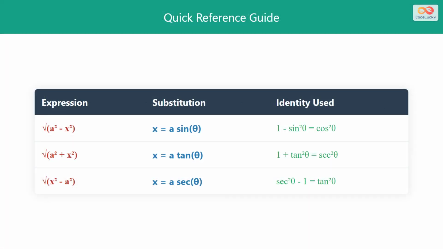Here is a summary of all three cases. You can use this table as a quick reference. Remember, sine is for constant minus variable, tangent is for the sum of squares, and secant is for variable minus constant. Mastering these three associations is the most important step in learning trigonometric substitution.